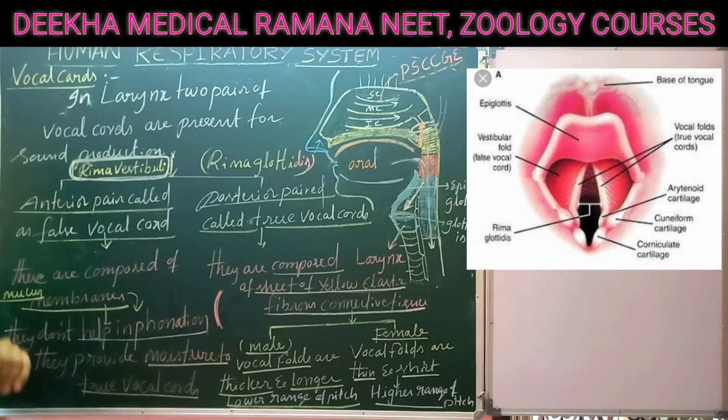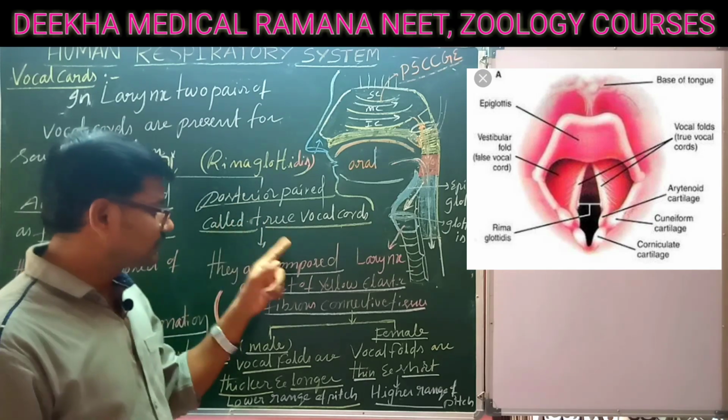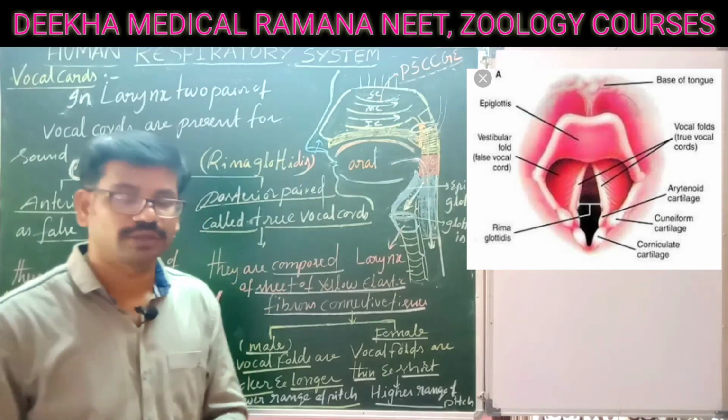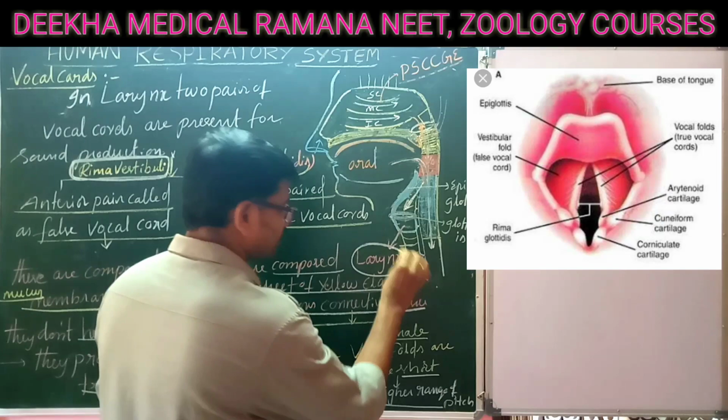The anterior pair of vocal cords are called false vocal cords because they do not produce a voice. The posterior paired vocal cords are called true vocal cords, because they are involved in the production of sound. I hope you understand the complete information regarding this larynx, also known as the sound box.